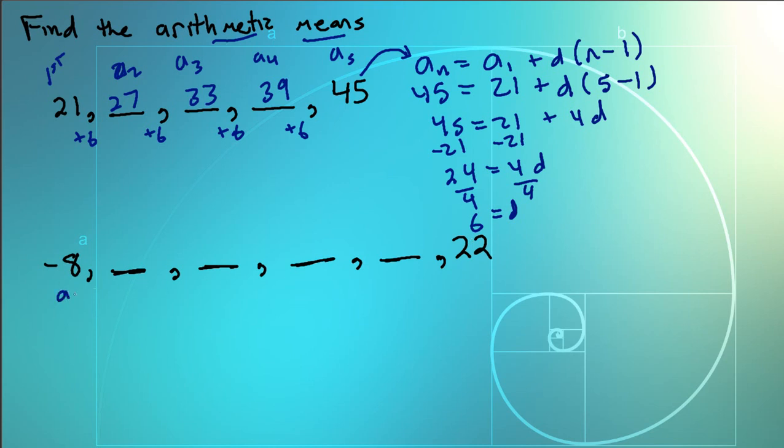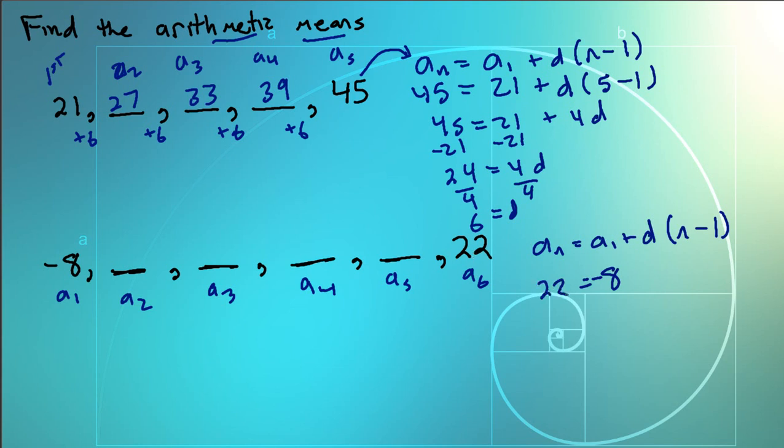So let's try this one. So my first term, this is a_1, a_2, a_3, a_4, a_5. So a_6 is my last term. So here's my formula: a_n equals a_1 plus d(n minus 1). So a_1 is negative 8. My last term is 22. I'm just using this formula to find the common difference. Now, I do know n is 6, the sixth term, so n minus 1 is 5. So I have 5d right here.